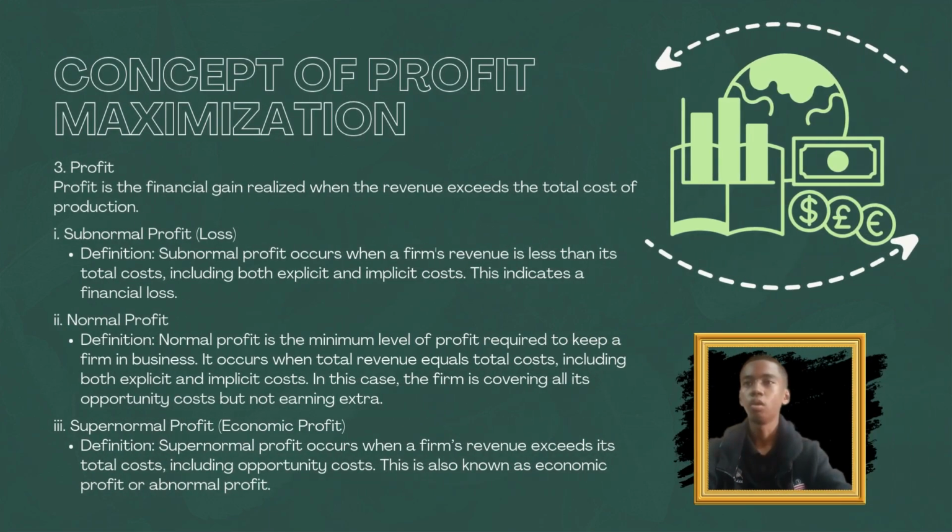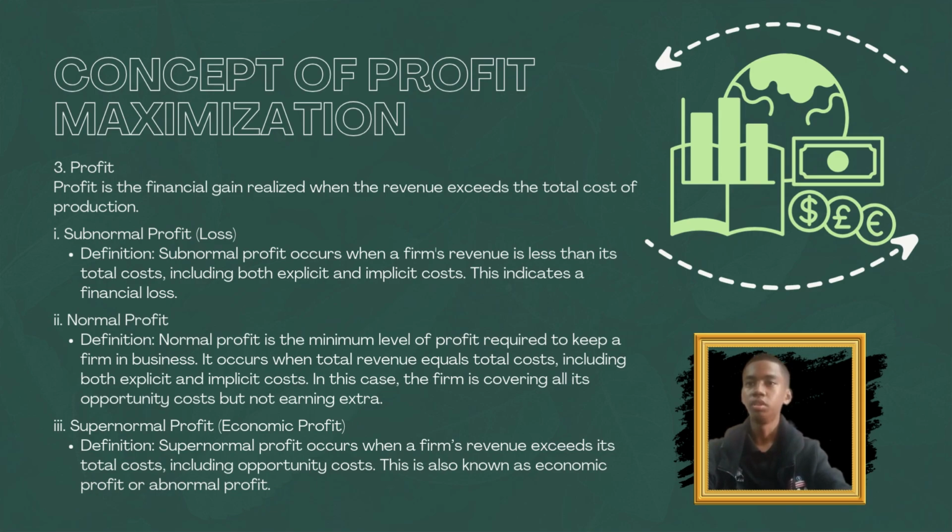There are three types of profit. First, subnormal profit or loss. Subnormal profit occurs when a firm's revenue is less than its total cost, including both explicit and implicit costs. This indicates a financial loss. Next is normal profit. Normal profit is the minimum level of profit required to keep a firm in business. It occurs when total revenue equals total cost, including both explicit and implicit costs. In this case, the firm is covering all its opportunity costs but earning nothing extra.